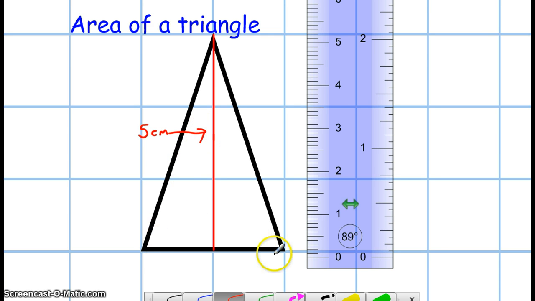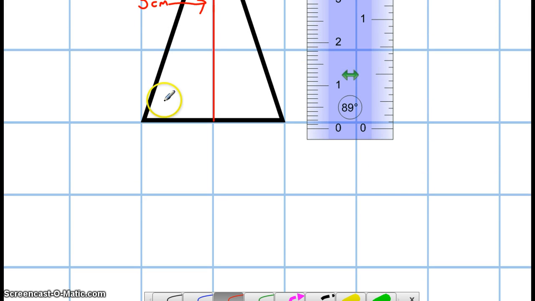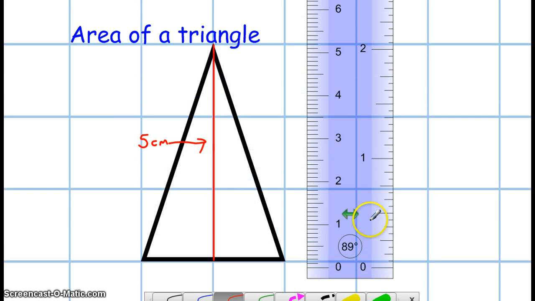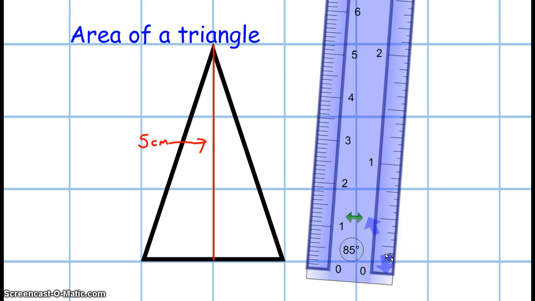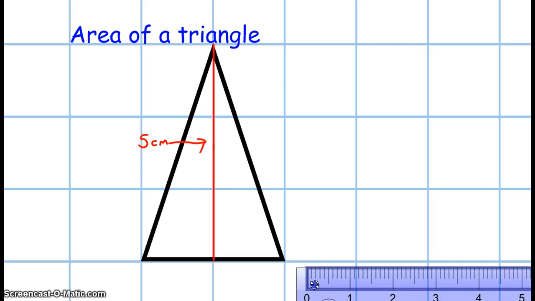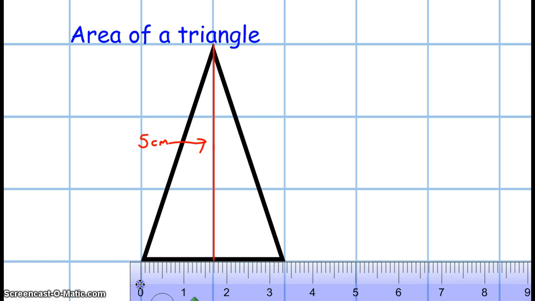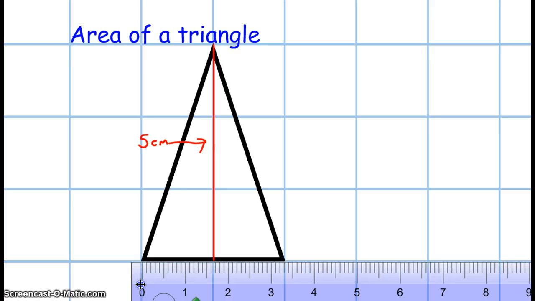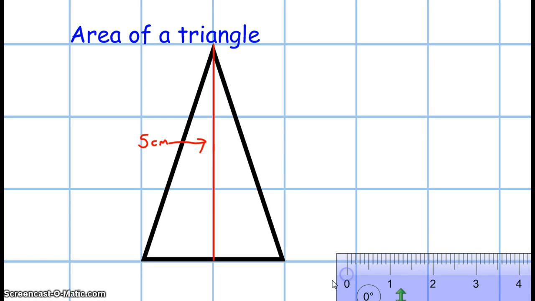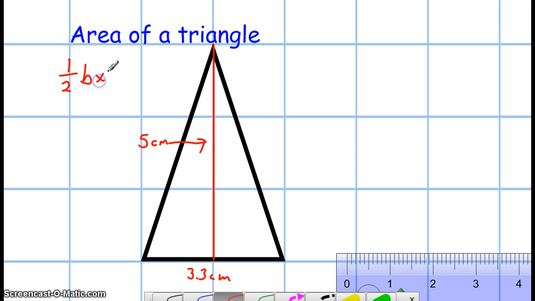The base is running along this way, so we'll go ahead and rotate our ruler to figure that out. We'll bring it over, and we can see that the base looks like it's 3.3 centimeters, so we will write that down, 3.3 centimeters. Remember, the area for a triangle is 1/2 of the base times the height.